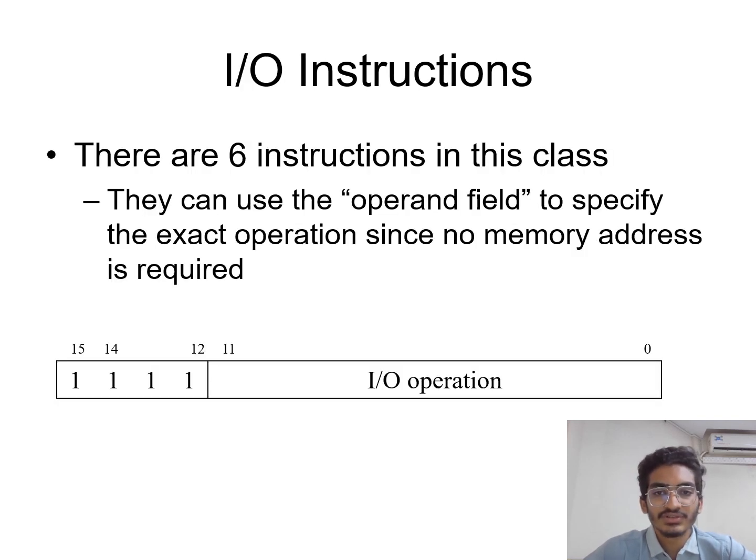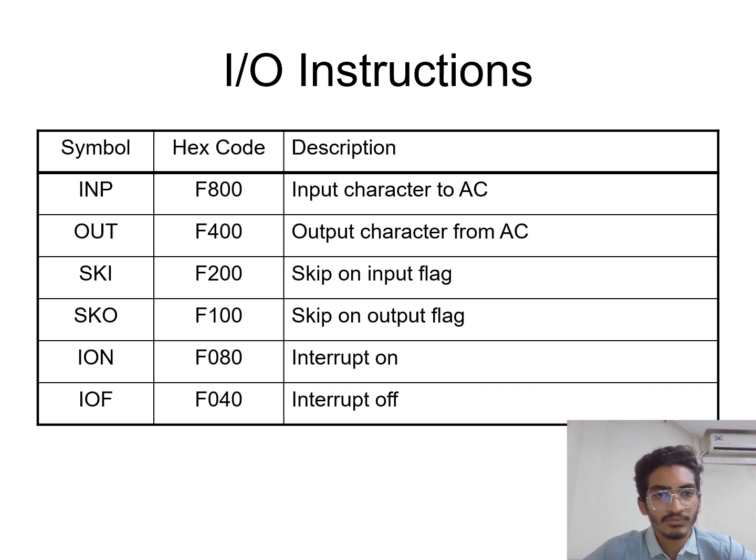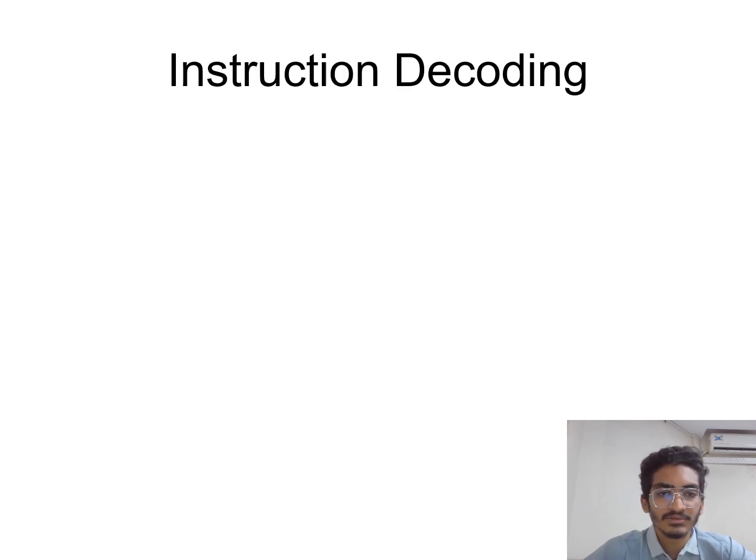Similarly, the input output instructions. There are 6 instructions in this class. They can use the operand field to specify the exact operations since no memory address is required. Here is the table of the input output instructions with description and hexadecimal code.